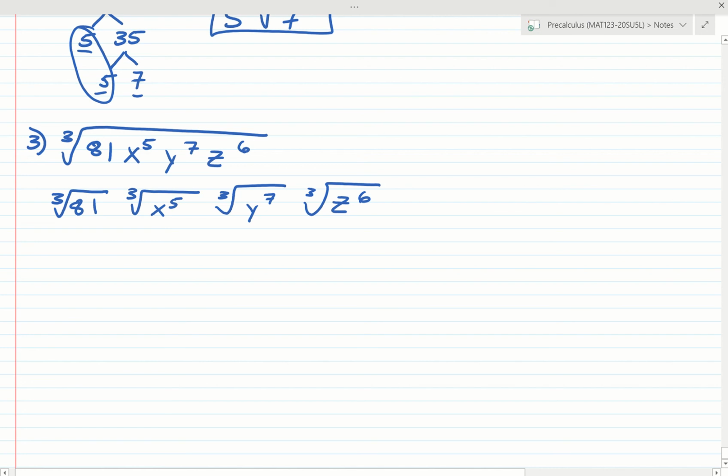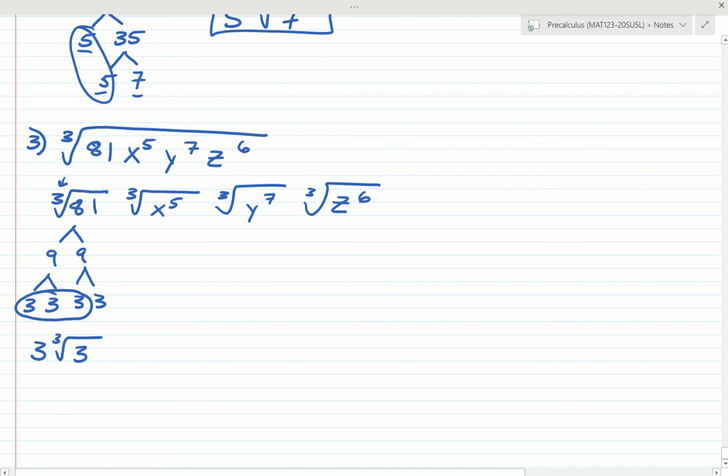Well, the cubed root of 81 is just 3. Actually, no, it's not. 3, let's see, right? So 81 is really 9 times 9. The cubed root of 27 is 3. But if we keep breaking it down to all prime numbers, we're looking for a group of 3 of the same. Well, here's a group, and we have a 3 left over. Remember, that's a third root.